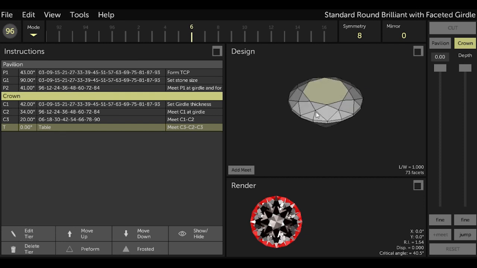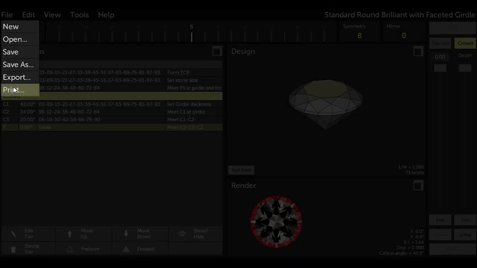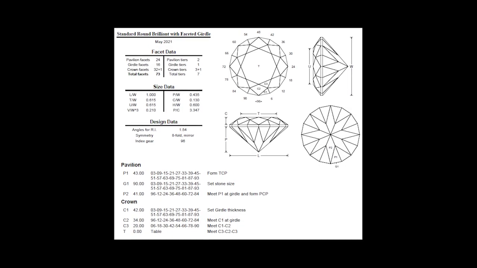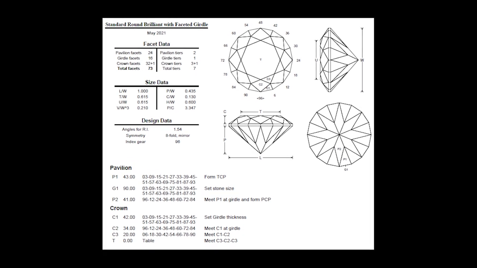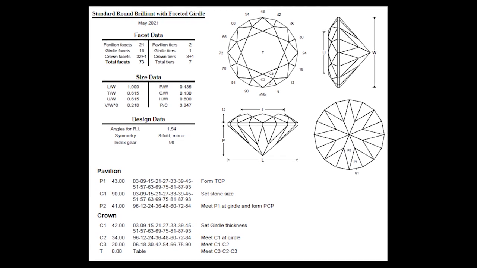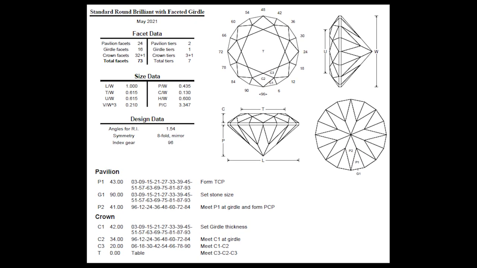I've now completed our SRB, so we need to save it. Go to File, Save, and save it. Now, if we go to File, Print, we can see our design. It's called Standard Round Brilliant with Faceted Girdle, and we can see that it matches our PDF file. So we have recreated our PDF design into GCS.